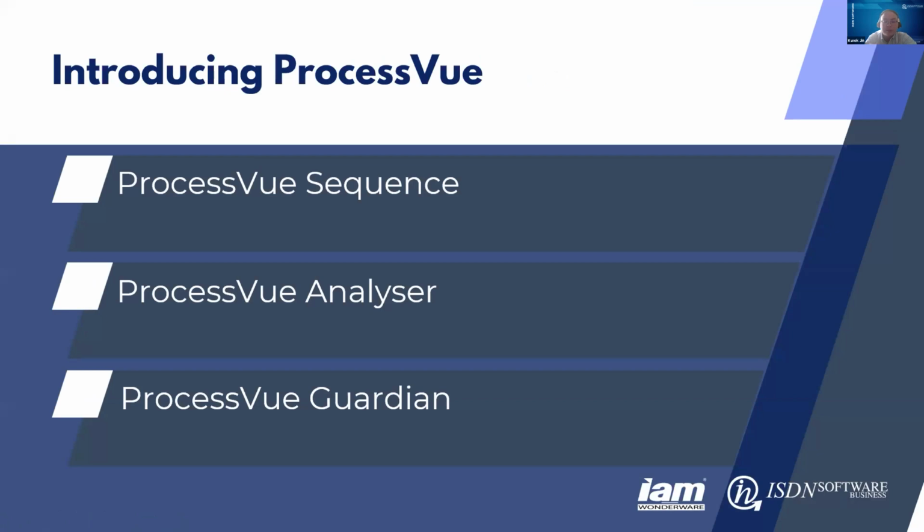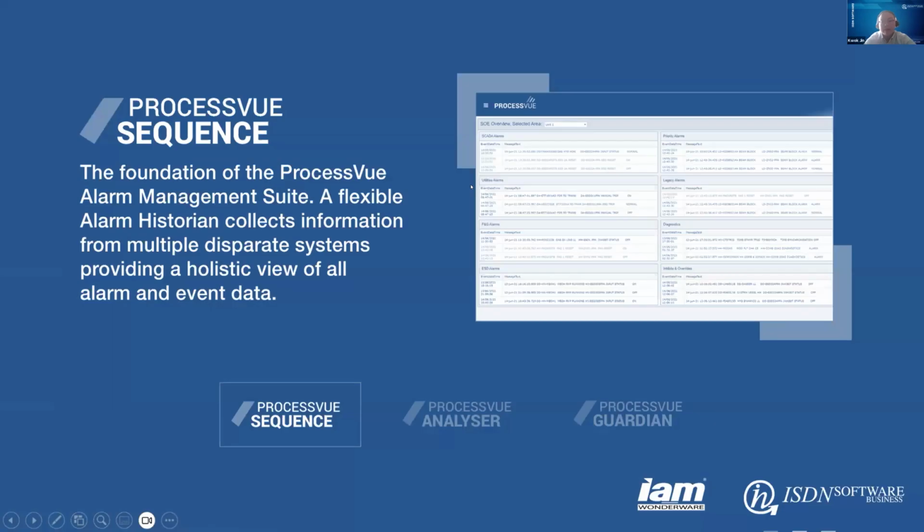So in ProcessVue, there are three different products that we have, which are ProcessVue Sequence, ProcessVue Analyzer, and ProcessVue Guardian. I'll go through each one of them. So in ProcessVue Sequence here, as the name says, it's a sequence of alarms that you usually have in your alarm systems.